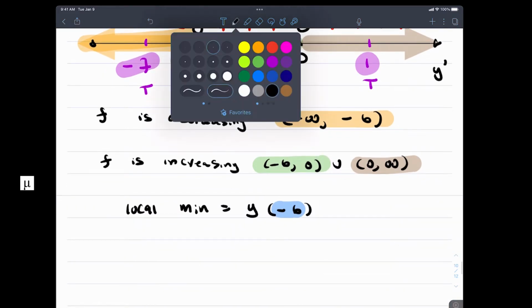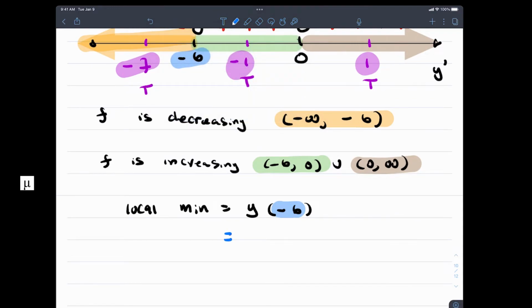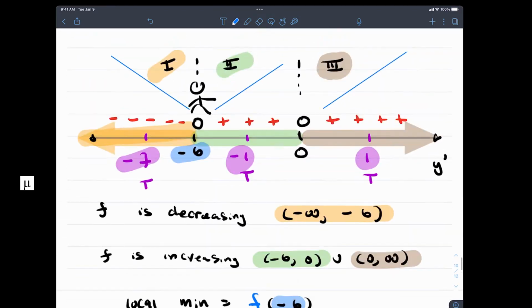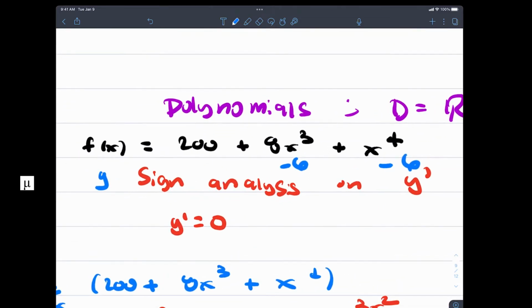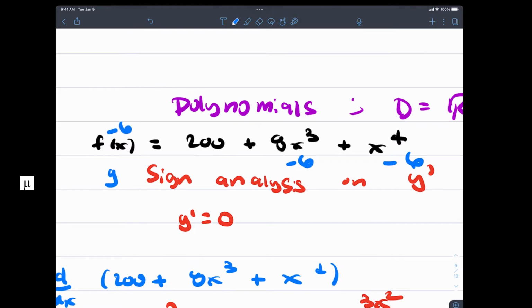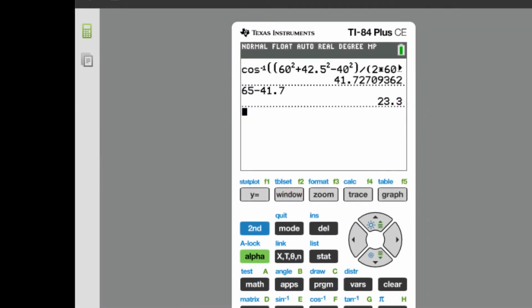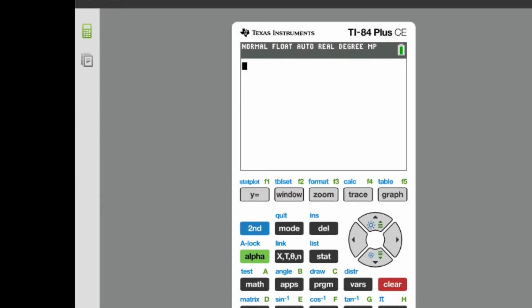The local min is that I have to plug in what? -6 for y. Okay, and now you can also call it f of -6. So I got to go back to what the y value is, and I go, oh, I got to plug in -6. I got to plug in what? -6 here. You guys can see that here, right? So I'm going to use my TI, because I had it open for trig, and I'll say 200 plus 8 times what? -6. And that's raised to the third power. So I need my caret key.